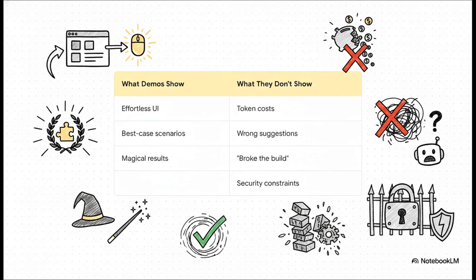The demos show you this effortless, magical workflow, but what they don't show you are the hidden costs, like token costs, where every single request you send to the AI costs money based on how long it is. They don't show you all the wrong suggestions or the times it completely breaks the build, and they definitely don't talk about the serious security constraints that stop a lot of companies from even touching these tools.